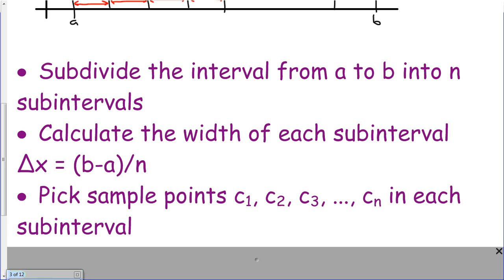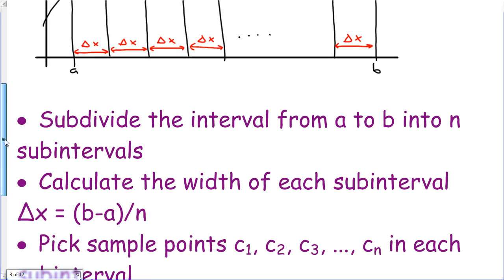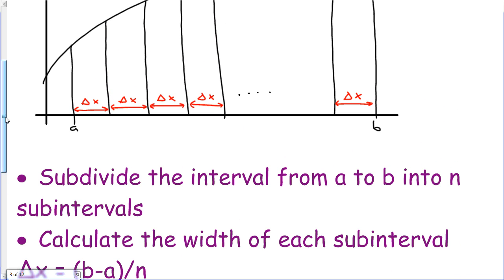All right, the next thing that we have to do is a kind of extra step we have to do here that we did not have to worry about with trapezoid rule. And we have to pick what's called a sample point. We're trying to sketch a rectangle. And in order for me to sketch a rectangle, I need to know how tall it is. And so that's what these sample points are going to be. Pick sample points C1, C2, C3, and so forth, all the way up to C sub n in each subinterval. And we're going to end up using these sample points to determine the height of each rectangle. We'll see that in the next step there, but that's what these are leading to. It's helping me figure out what the height of each rectangle is going to be.